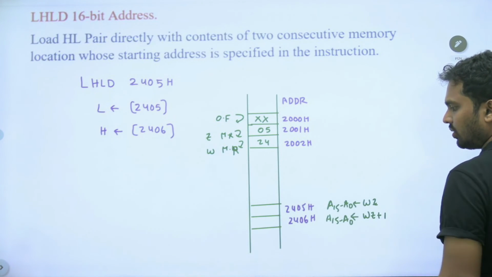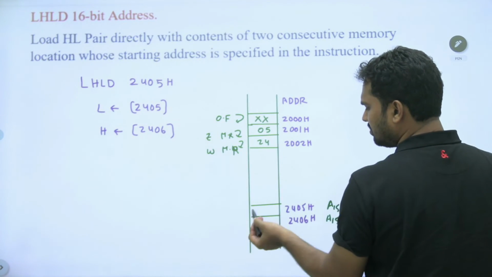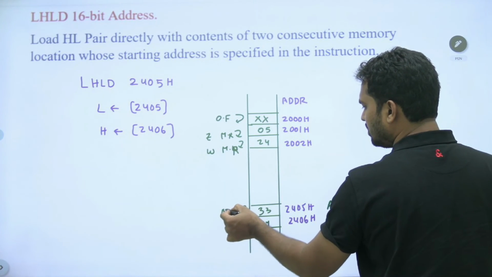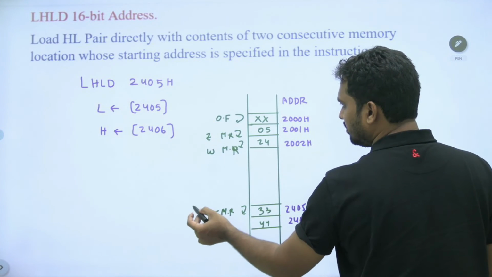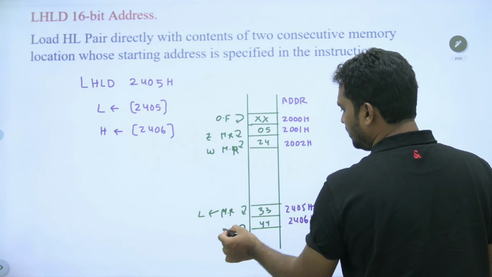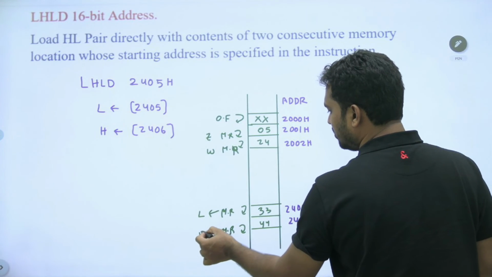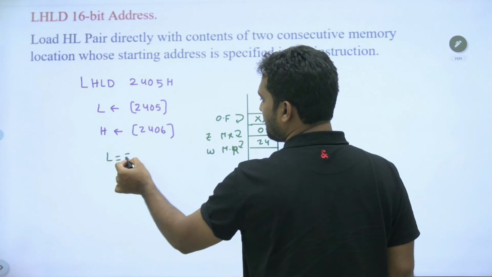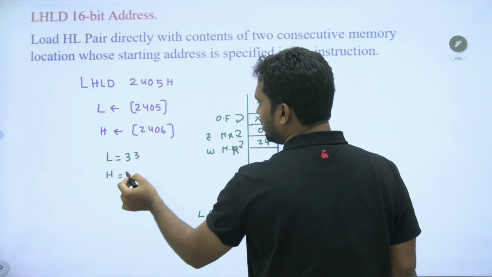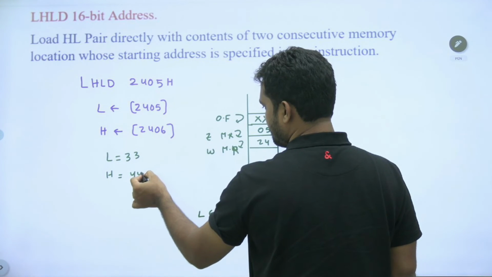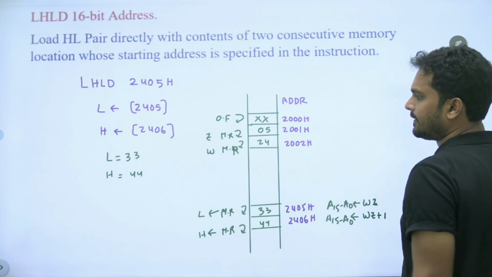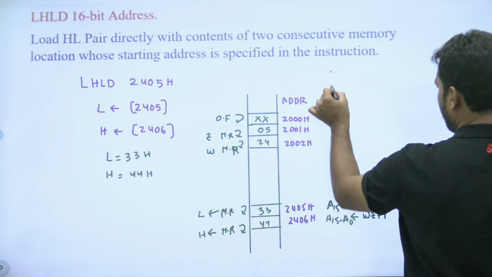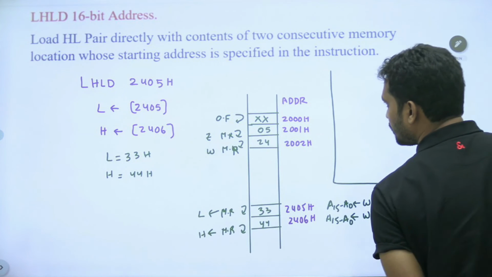Next. Okay, so here you take some random numbers, 33, 44. First it will do the memory read and copy to L. And again it will do the memory read and copy to H. So whatever is in the first address will come to L. Whatever is in the second address will come to H. So this is what happens. Right.